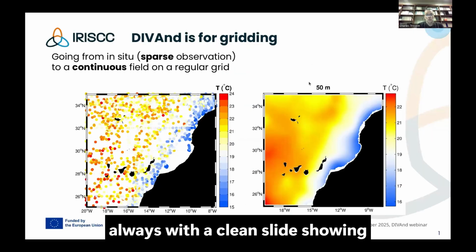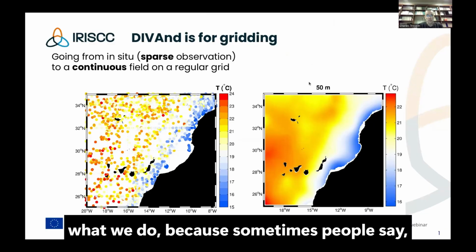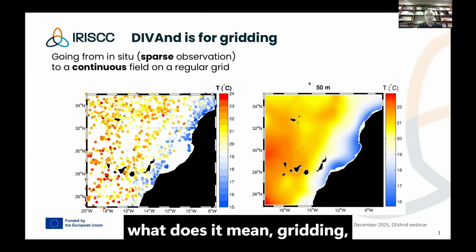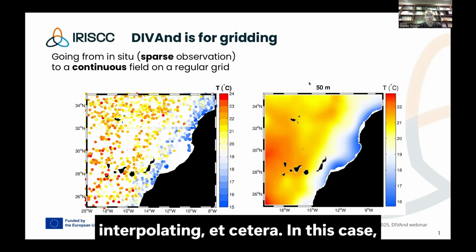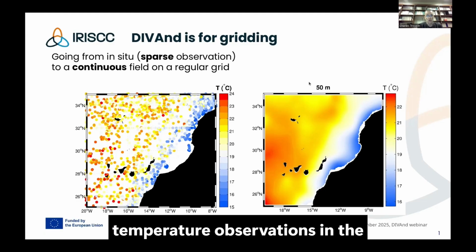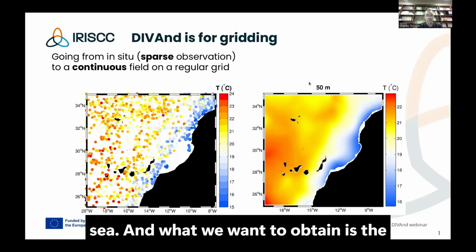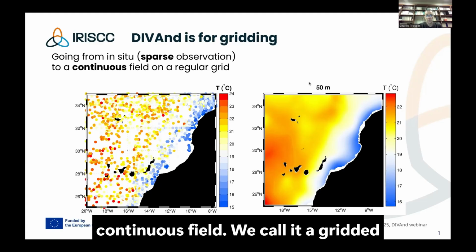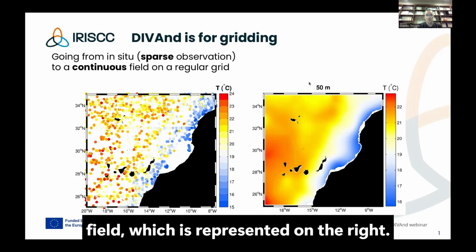I like to always start with a clean slide showing what we do, because sometimes people ask what it means, gridding, interpolating, etc. So in this case, we have a figure on the left side. It's temperature observations in the sea, and what we want to obtain is the continuous field. We call it a gridded field, which is represented on the right.